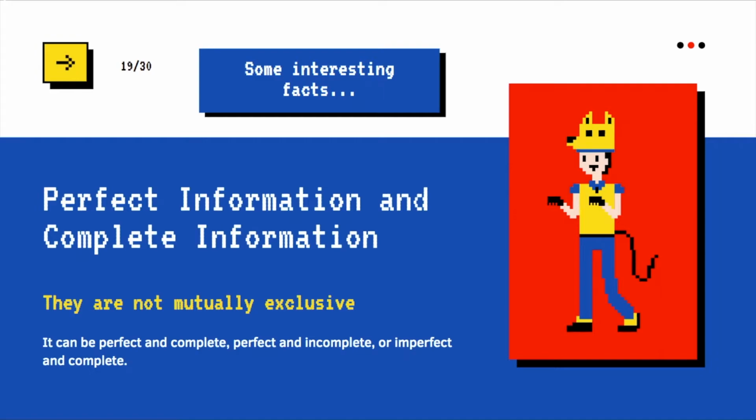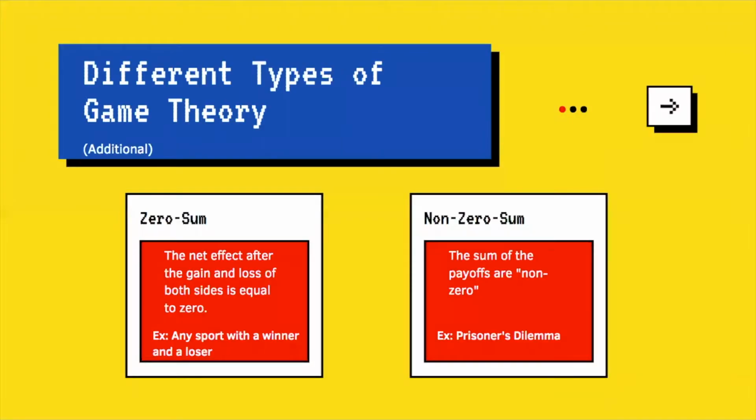I would like to add some more information for us to fully understand game theory and its different types. The zero sum. The net effect after the gain and loss of both sides is equal to zero. For example, any sport with a winner and a loser. Non-zero sum. The sum of the payoffs is non-zero. The best example for this is the prisoner's dilemma.